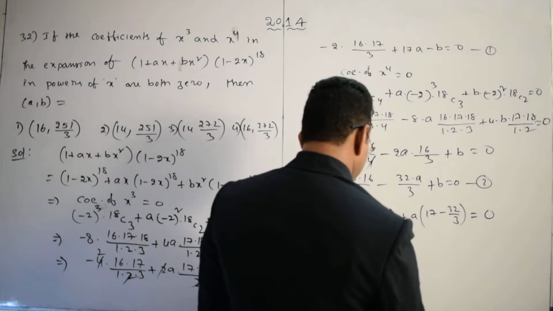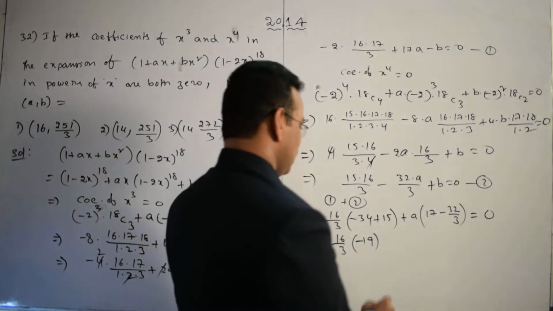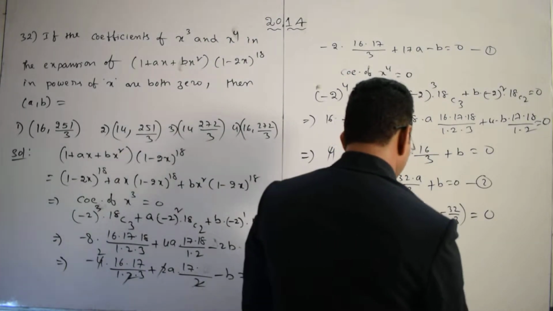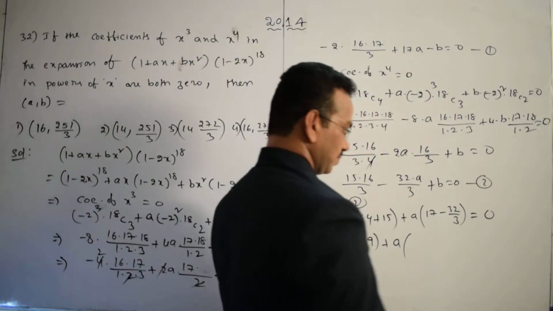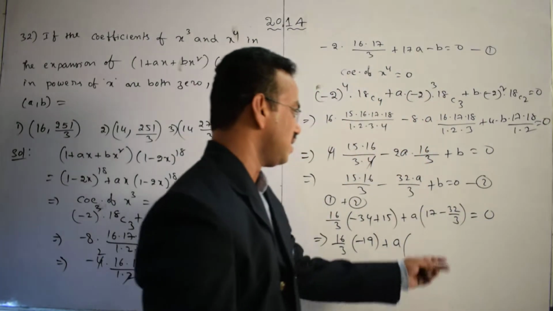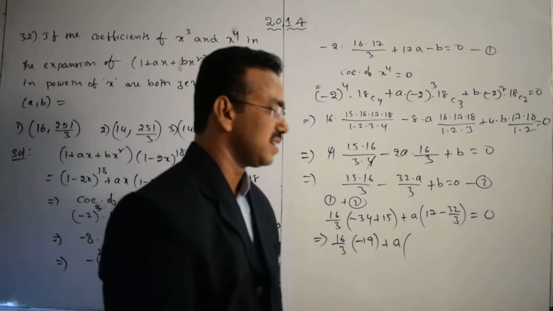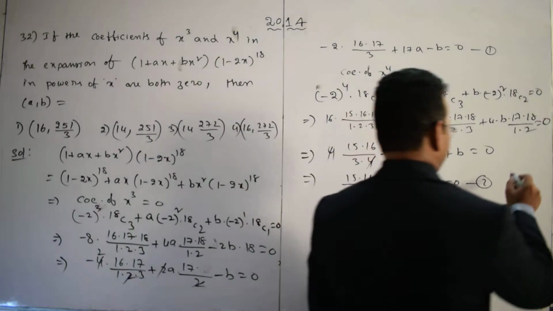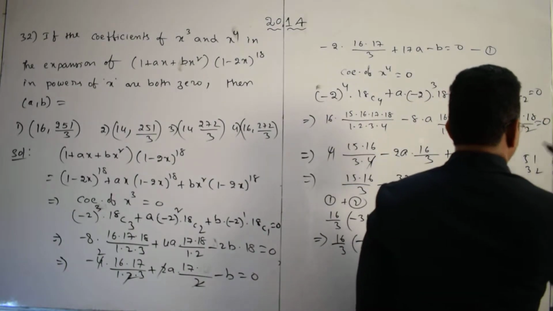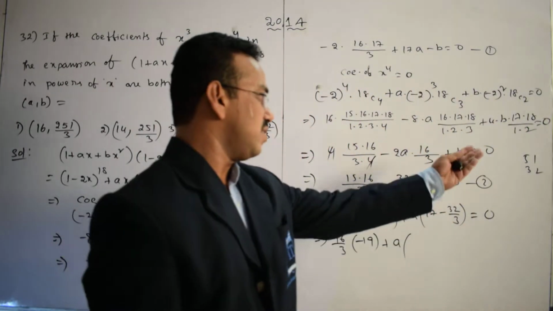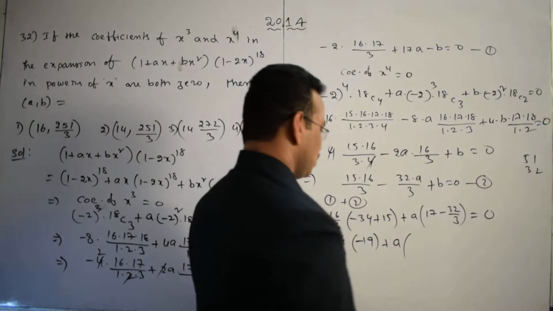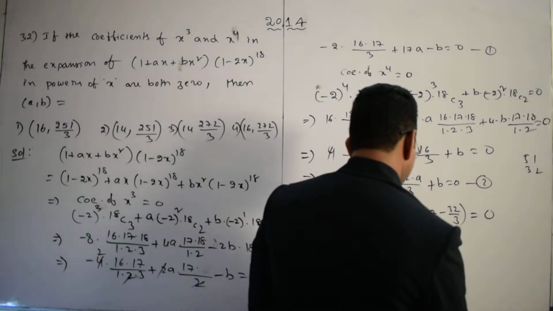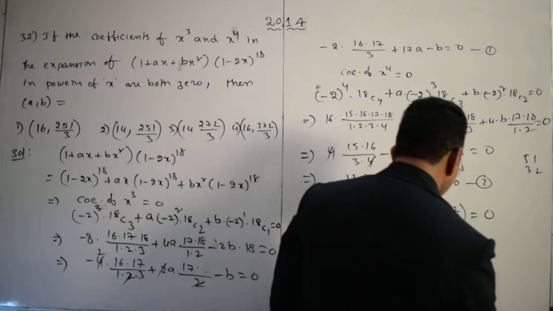Minus 19. Next, here also plus a into here 51. That's 17 into 3, 51 minus 32. 51 minus 32 means exactly 19. So plus 19 by 3 remains, which is equals to 0.